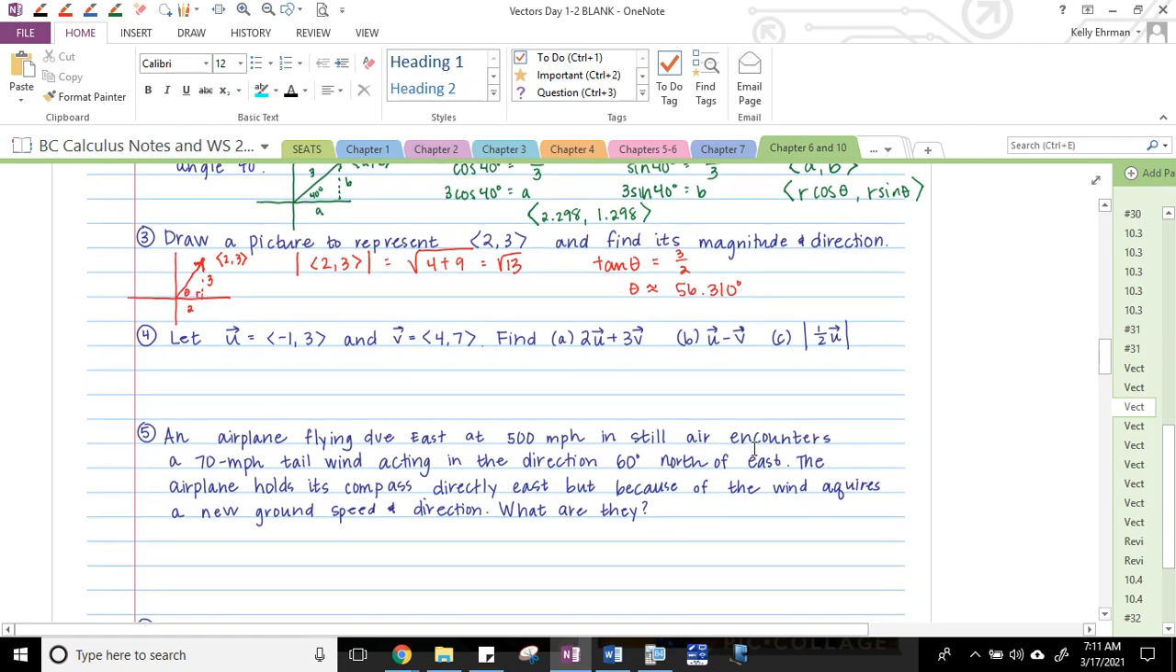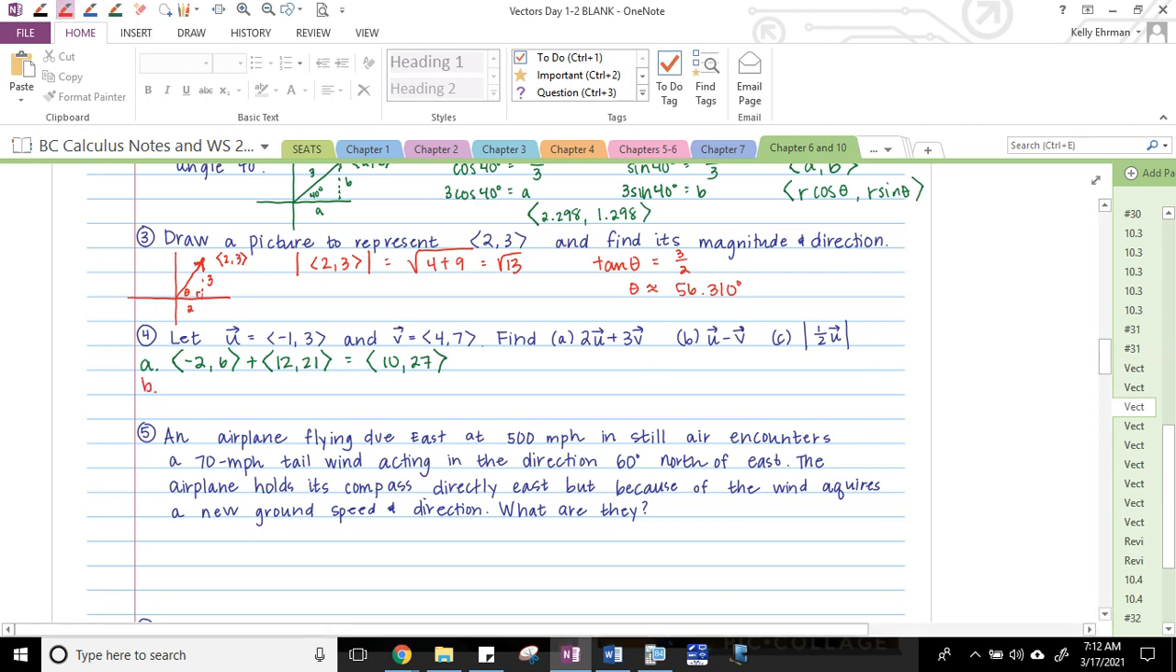All right, example 4. Let u equal this and v equal this. Find 2u plus 3v. So I would just write what 2u is going to be. Multiply that by 2. That's negative 2, 6. And add to that 3v. So that's going to be 12, 21. Add those together. So you just add the like components together. So this is going to be 10, 27.